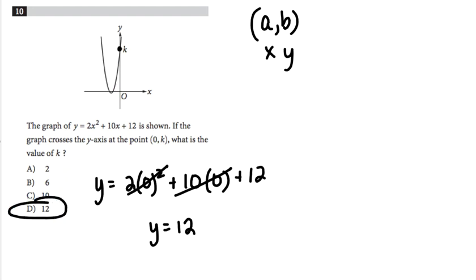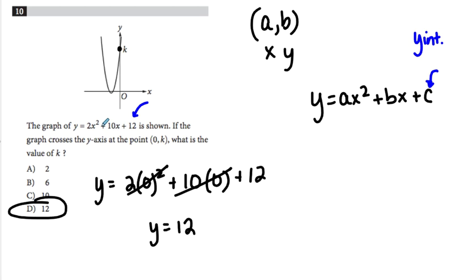Some of you might have remembered that when you're given y equals ax squared plus bx plus c, the standard form of a quadratic equation, the c term will always be the y-intercept. It's always a nice little trick to remember. Why? Because if x is 0, this goes away and this goes away, and you're left with that value. So in this case, my answer would be 12.